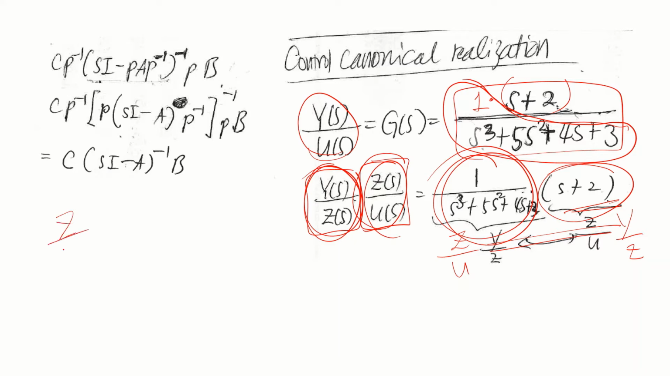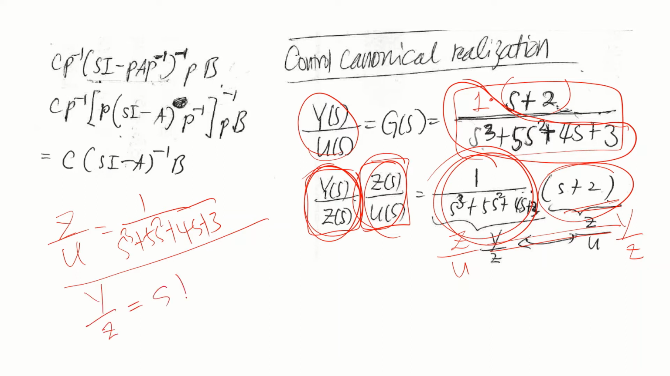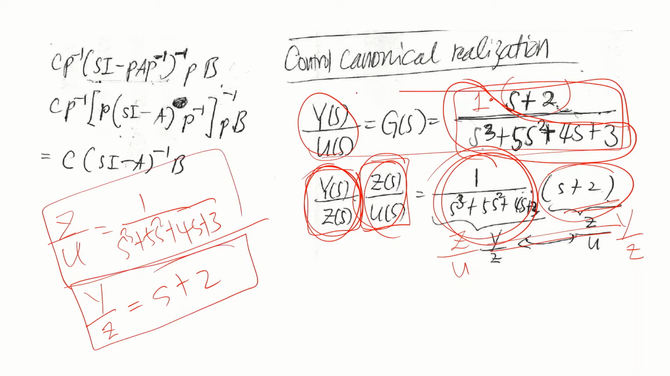The first one, so s plus 2 times 1 here. You take this one and call it Z, so it is Z over U, which is the same as this. And here that's Y over Z, which is the same as this. So after introducing this intermediate variable, 1 over s cubed plus 5s squared plus 4s plus 3, that's the identity, and then Y over Z will be s plus 2. You're going to use these two equations instead of just one equation to get this control canonical realization.